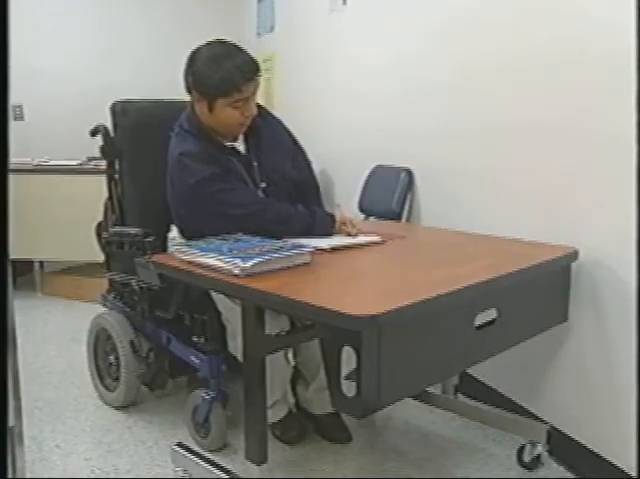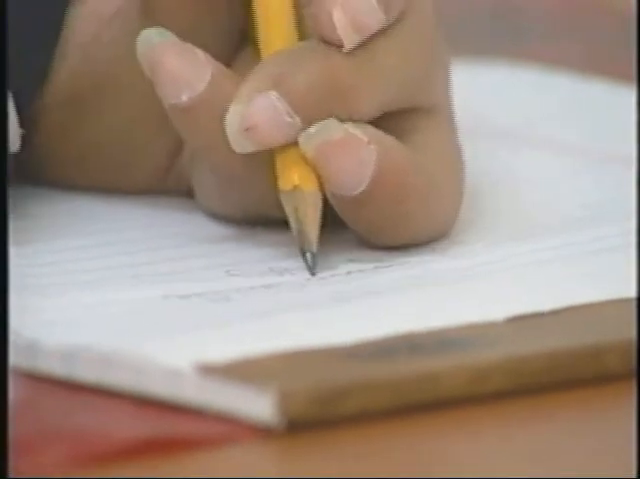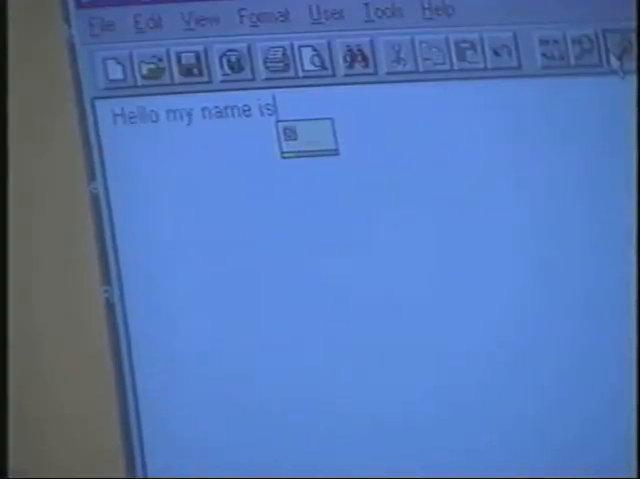With short assignments, I basically write, but when it comes to long assignments, that's when I really use the Dragon Naturally Speaking.